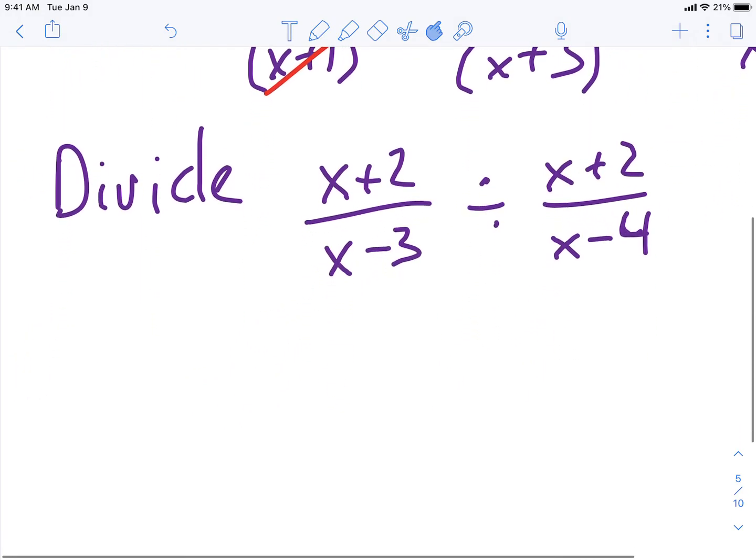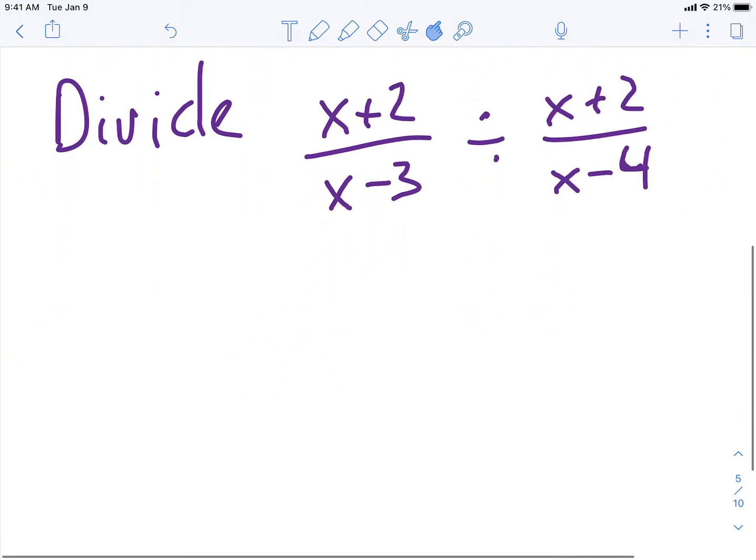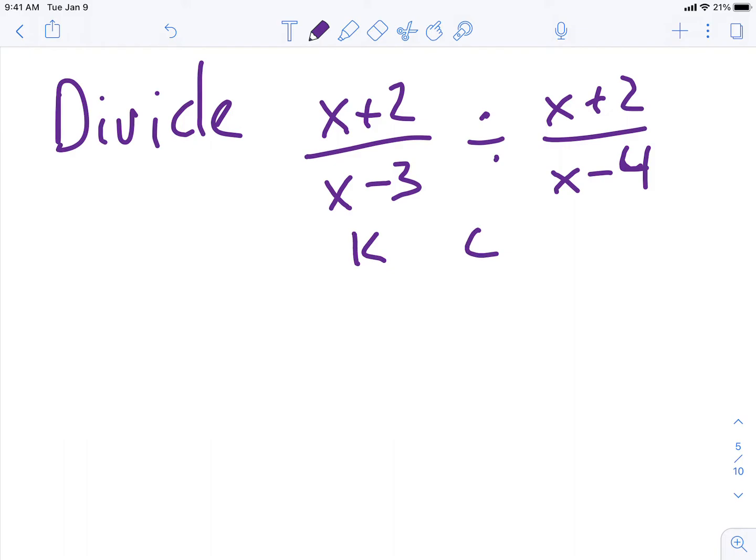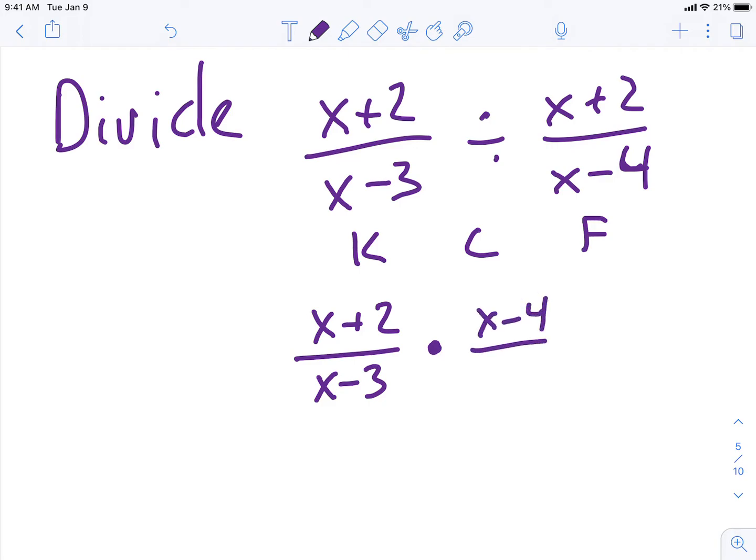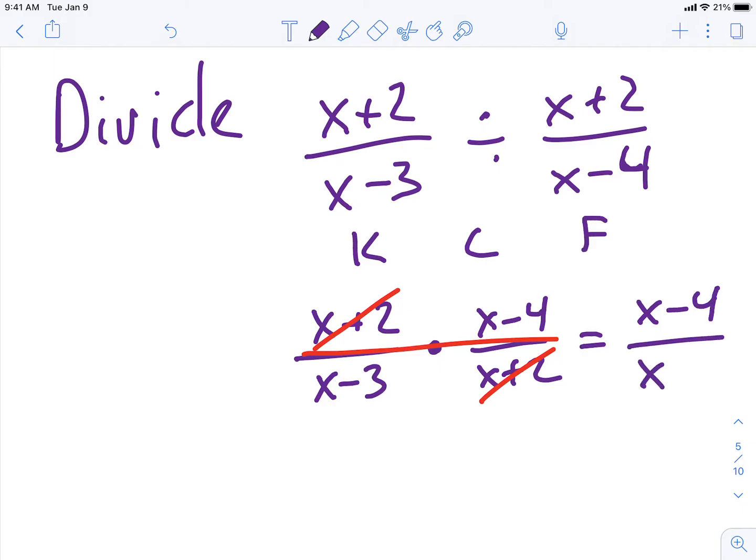Now, as far as dividing goes, it's just like multiplying, but there's one extra step, and that step is keep, change, flip, meaning we are going to keep the first part, the x plus 2 over x minus 3 in this case. We are going to change this to multiplying, and then we're going to flip the second part to x minus 4 over x plus 2. Now that it's multiplying, I can treat this like one big fraction and cancel out what matches on the top and the bottom, and what I am left with is, in this case, x minus 4 over x minus 3.